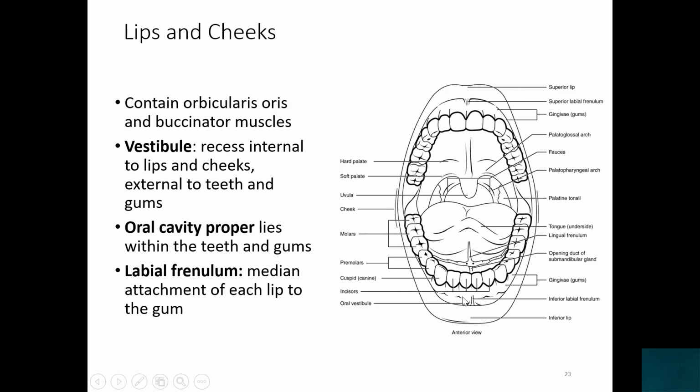The vestibule is a space between the teeth and lips, right here. That will be the inferior vestibule, and right here between the gums and upper lip, that will be the superior vestibule. And everything that is behind the teeth is called the oral cavity proper. Right here you can see the inferior labial frenulum and superior labial frenulum. It's the attachment of each lip to the gum.